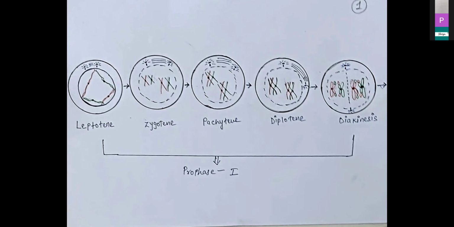Diakinesis, as you know, apart from the chromosomal events, also involves meiotic spindle formation in the cytoplasm, as well as nucleolus disappearance and nuclear membrane disintegration. These are the events which lead to the transition of prophase 1 into metaphase 1. Let's talk about our next topic, metaphase 1.